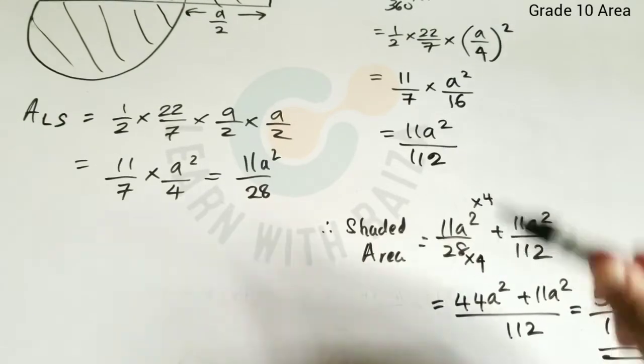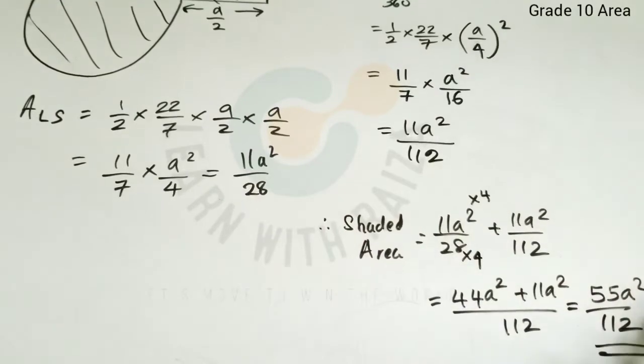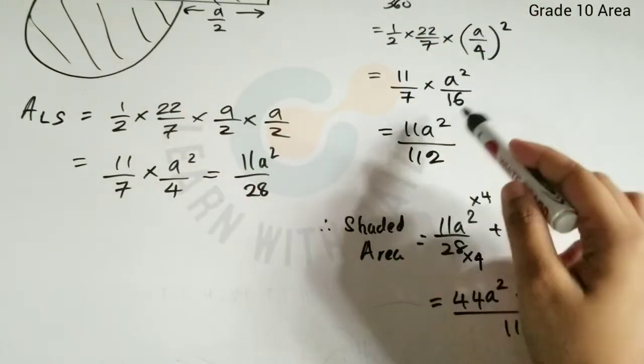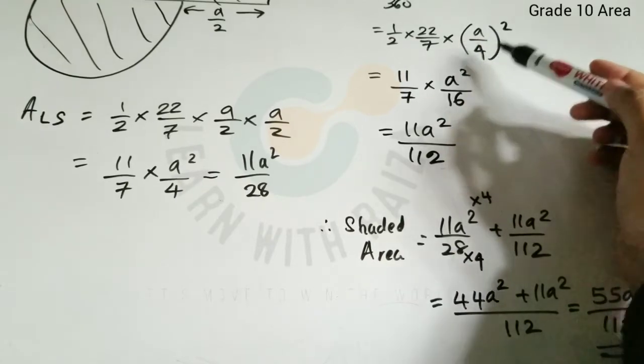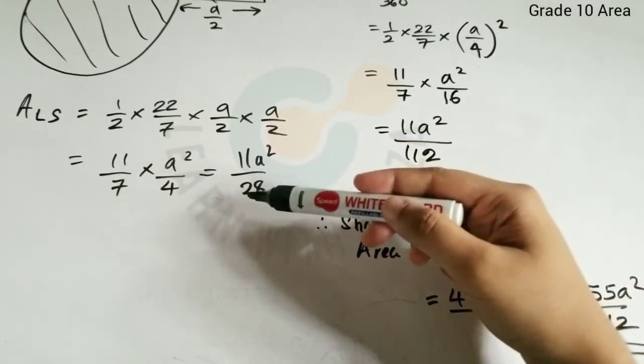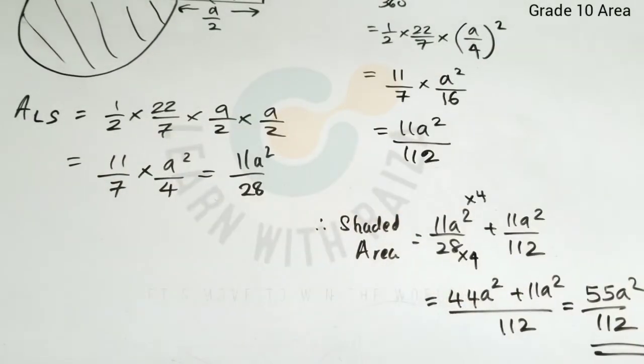So what we did, we found the area of the smaller sector, area of the larger sector, then added them together. So in area of smaller sector, we took the radius as half of the diameter. Half of the diameter means A by 4. Here area of the larger sector's radius is half of A. That is A by 2. So this is the answer.